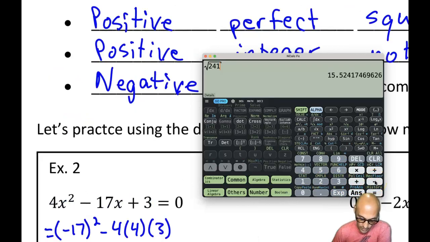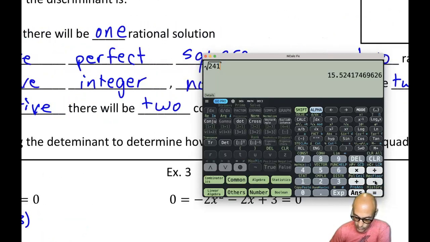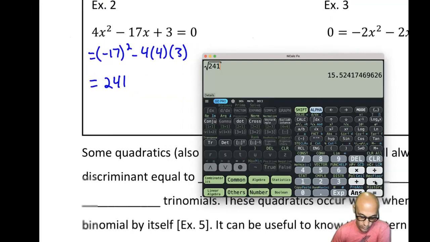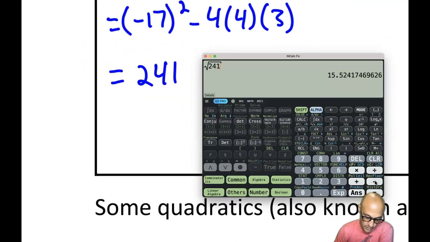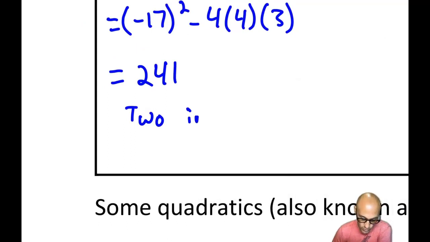So we can look up here. This is a positive integer, not a perfect square. So we have two irrational solutions. So in this case, two irrational solutions.